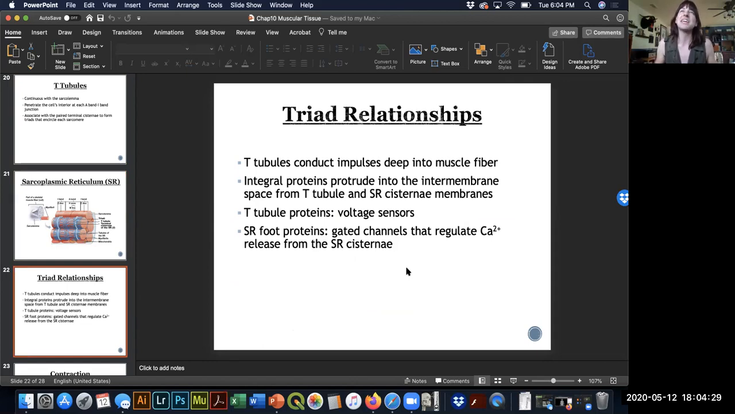So basically, a cistern is like a barrel or a tank that stores a liquid in real life. It's basically just a container to hold something. So that's the word they chose for that part of the sarcoplasmic reticulum where the calcium is being stored. Nothing too big.